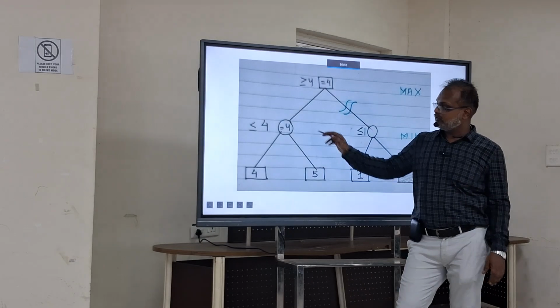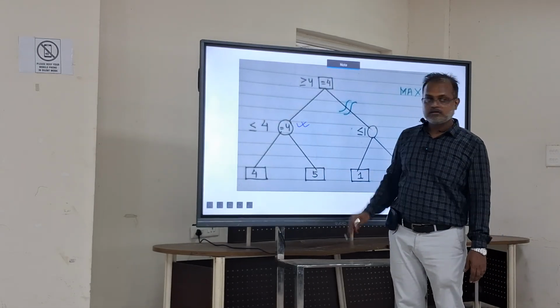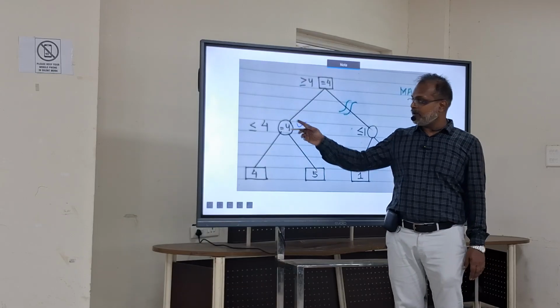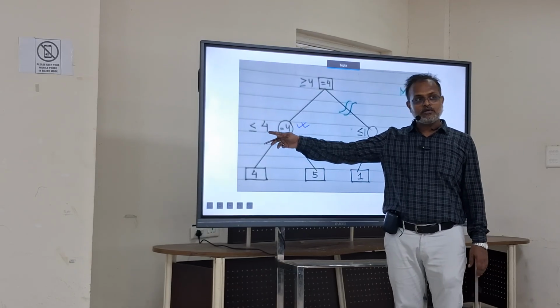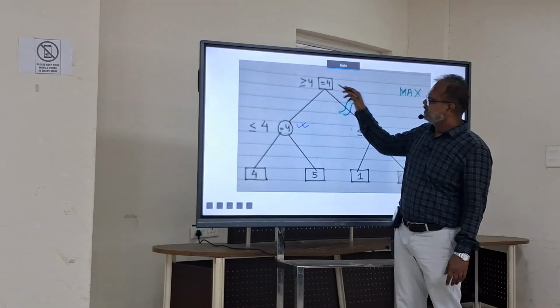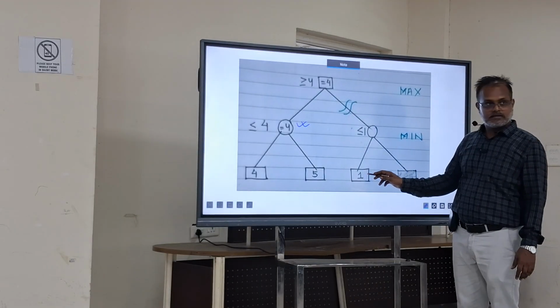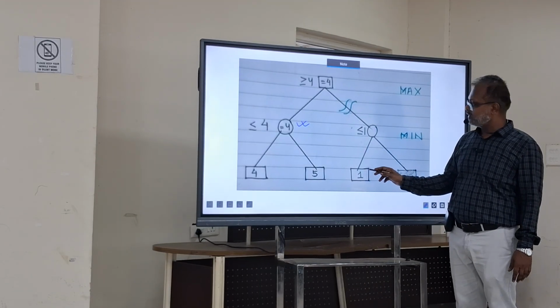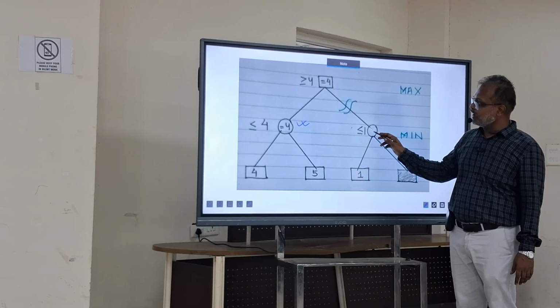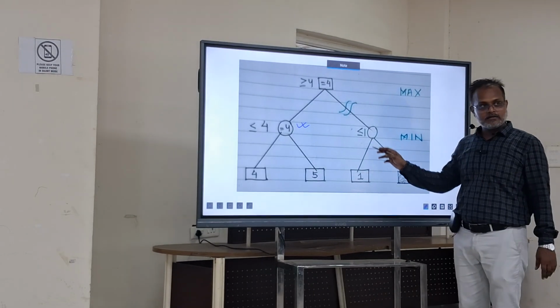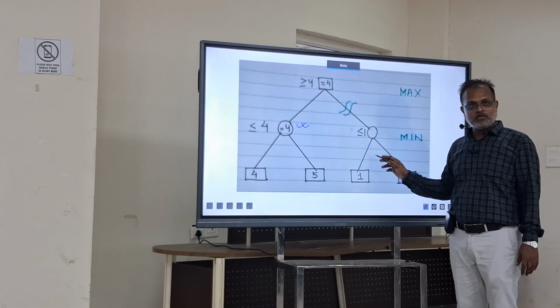4 और 5 अच्छा. So this is 4, right? Because it is a mean layer. So any value which will change it should be less than equal to 4, right? Similarly, here we have 1. Here we have 1. So the mean value is less than equal to 1 because this is the mean layer, right? This should be less than equal to 1.